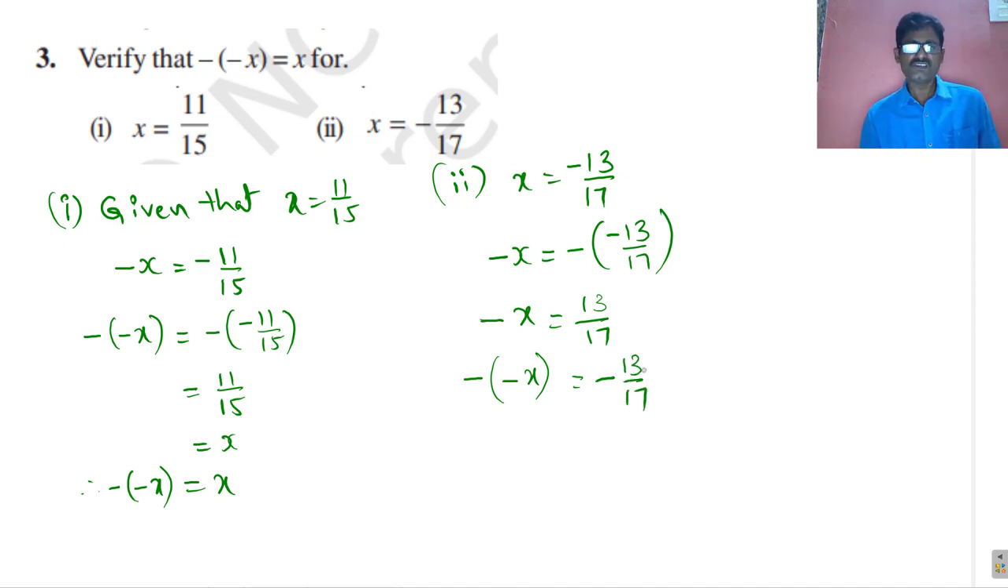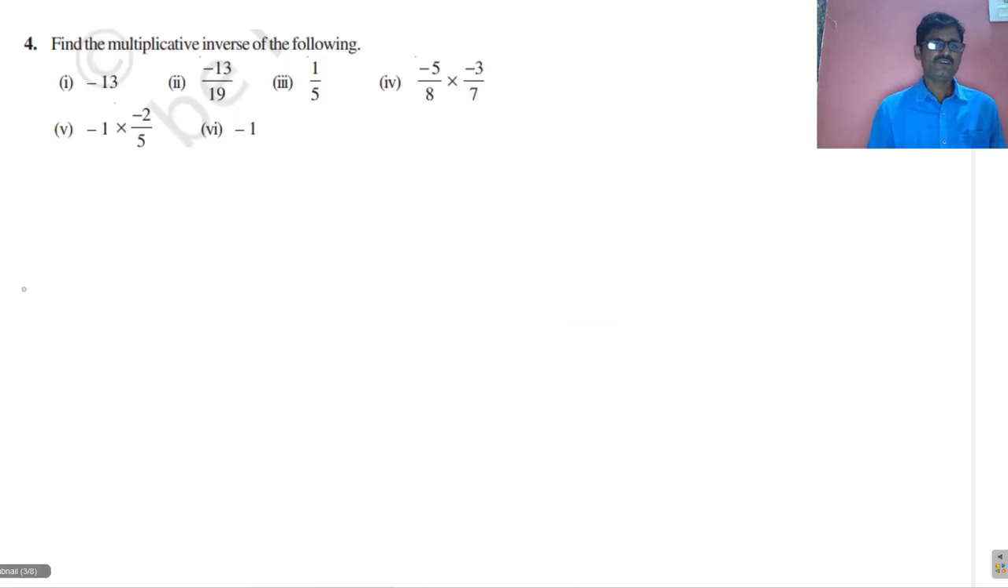So actually minus 13 by 17, this is equal to x value. So this is equal to x. So we can conclude that minus of minus x equal to x. Let us go to the next problem.